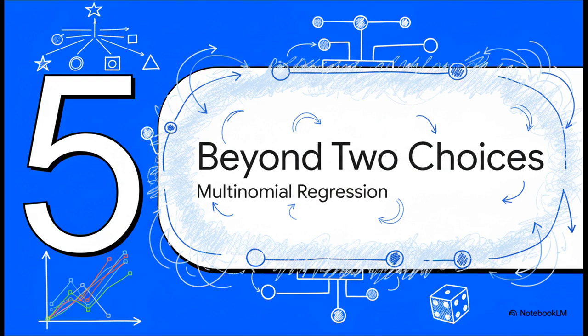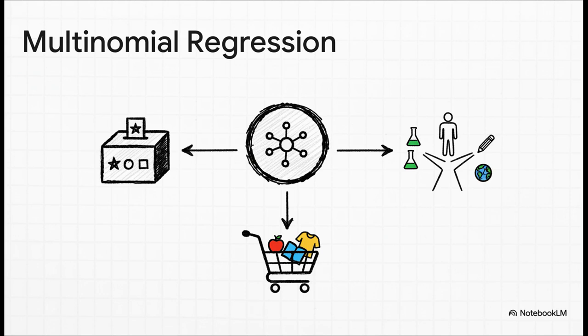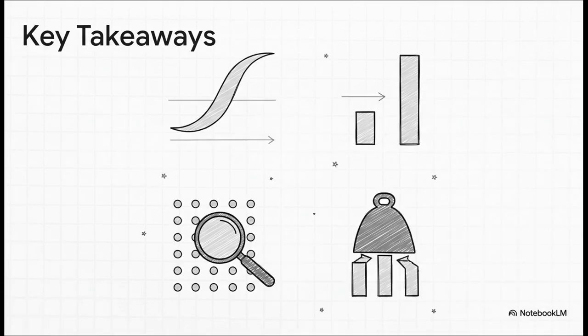All right, final section, beyond 2 choices. So far, everything has been black and white, yes or no, pass or fail. But what happens when there are more than 2 options on the table? Well, for that, we have something called multinomial logistic regression. It's basically the same idea we've been talking about, just leveled up for problems with 3, 4, or even dozens of possible outcomes. This is what you'd use to predict which major a student will choose, or which candidate a person will vote for, or even which blood type someone has. It's incredibly versatile.